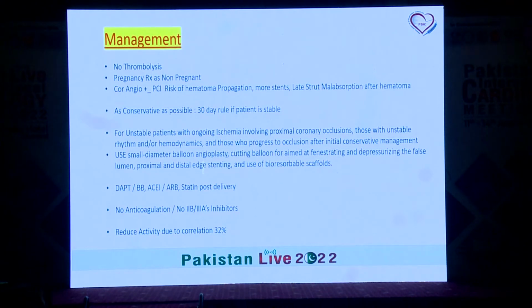But whenever there is an unstable plaque, many a times you might have to use a scoring balloon to make it fenestrated, let it bleed out, let it decompress so that the true lumen can expand and you can do PCI. Because if you don't do that and you just put a stent, it's just going to milk that clot, the intramyocardial hematoma, ahead, and those cases won't do well.